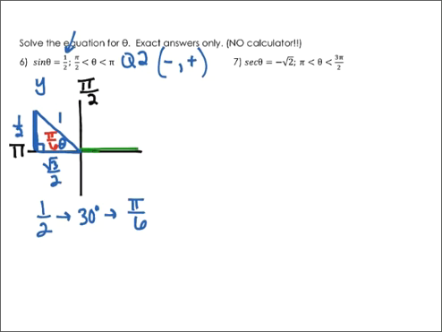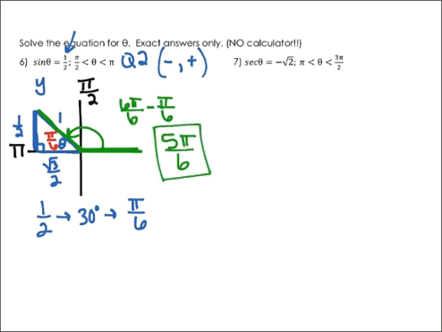The angle always starts on the positive x-axis, and it's going to end right there. So how big is that green angle I just made? I would do pi minus pi over 6, or 6 pi over 6 minus pi over 6, to give me 5 pi over 6. That's my answer. Let's try another one.